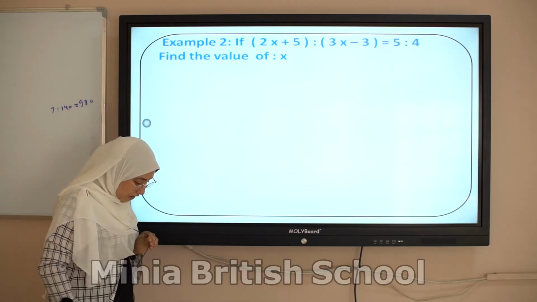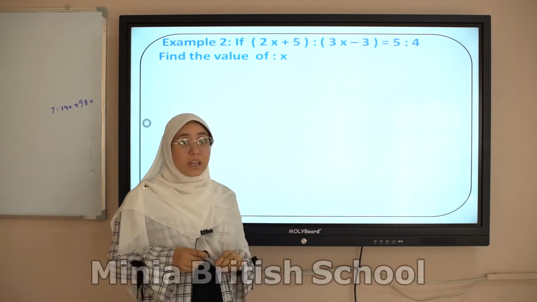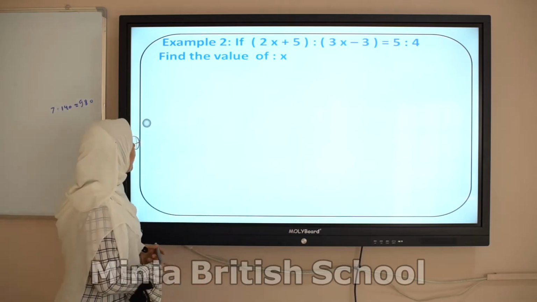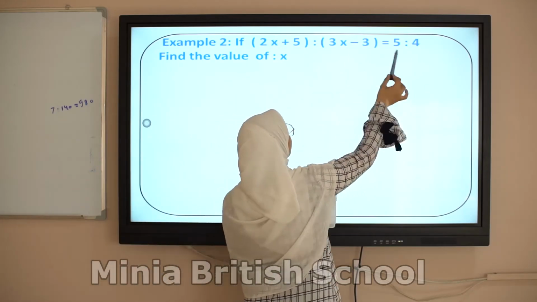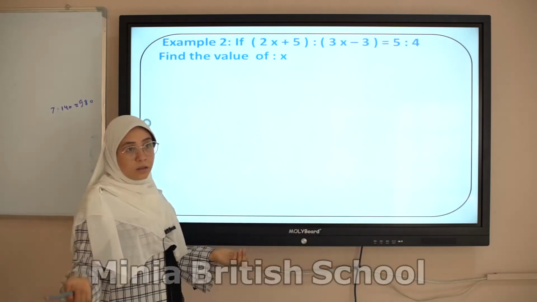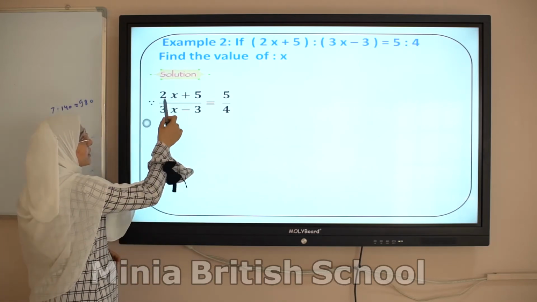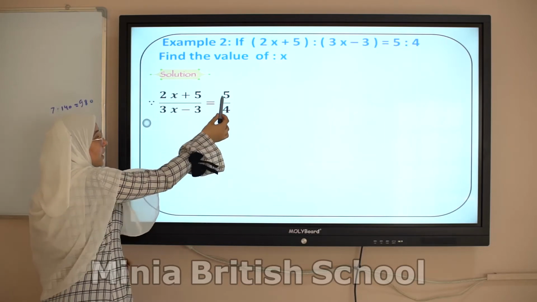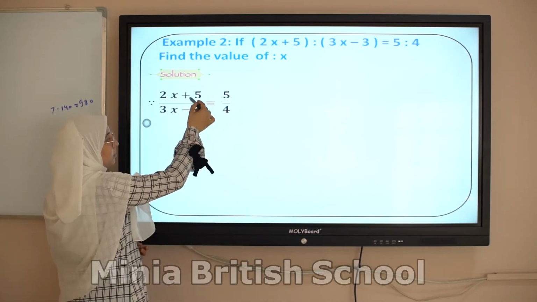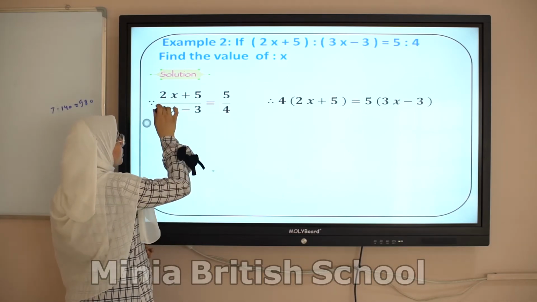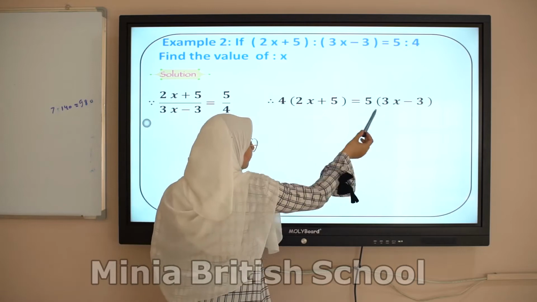Another exercise here: if 2x plus 5 to 3x minus 3 equals 5 to 4, okay? Find the value of x. Now, I mean what? Two ratios with the sign of equality between them. I mean the two ratios are proportional. So I can write them in this form: 2x plus 5 over 3x minus 3 equals 5 over 4. If I make the cross multiplication, we get 4 times 2x plus 5 equals 5 times 3x minus 3.